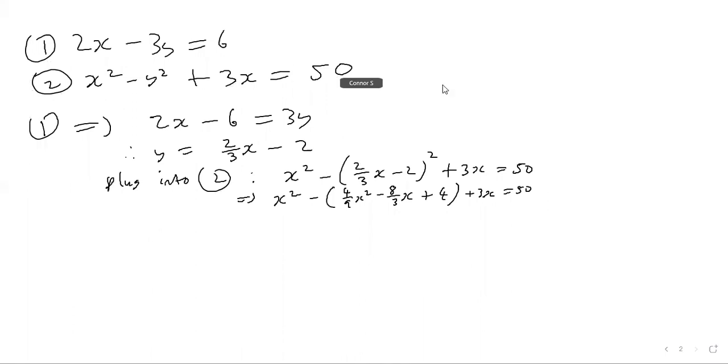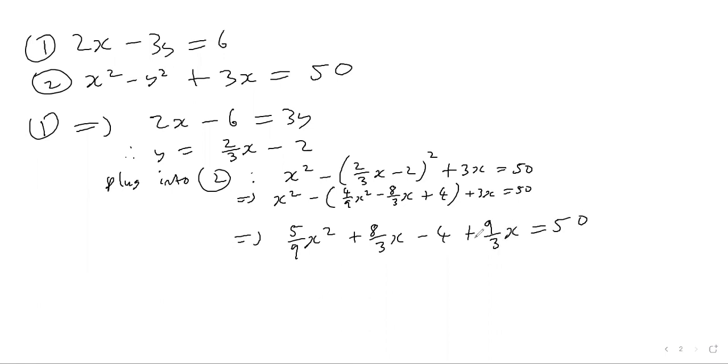Now it's just a case of simplifying this. x squared minus 4 over 9 x squared is just 5 over 9 x squared. Subtract negative 8 over 3 x, that's just positive 8 over 3 x. Subtract 4, negative 4. Plus 3x, which is actually the same as 9 over 3 x. I'll write 9 over 3 x there, and that equals 50. This helps me add these two terms together, because they're like terms. So we get 5 over 9 x squared, and then plus 17.